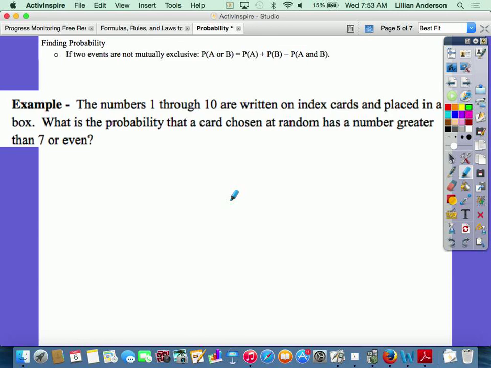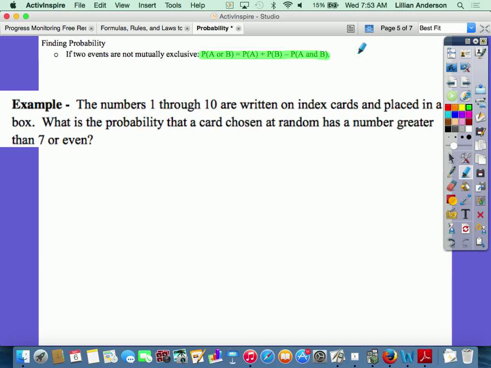Now, if two events are not mutually exclusive, okay, in other words, they don't depend on each other, then you have this formula here. This is the probability of A or B happening is the probability of A plus the probability of B minus the probability of A and B happening. Okay, so this is where you have to take into consideration, if you have two different events and there are situations where they share a number or something in common, then you have to make sure you subtract the probability because you don't want to count double. I hope that made sense, but let's look at this example. Hopefully it clears it up.